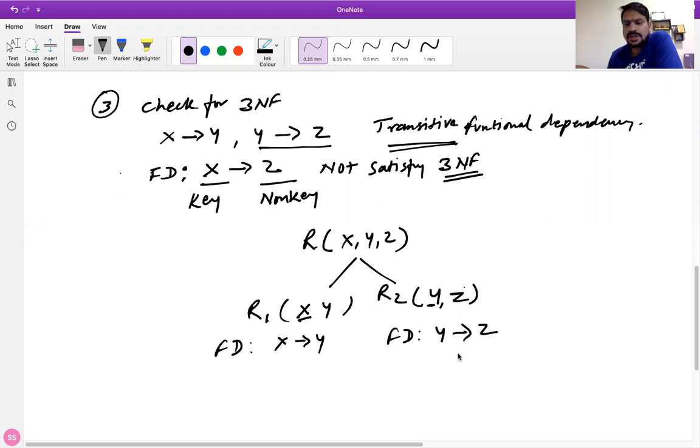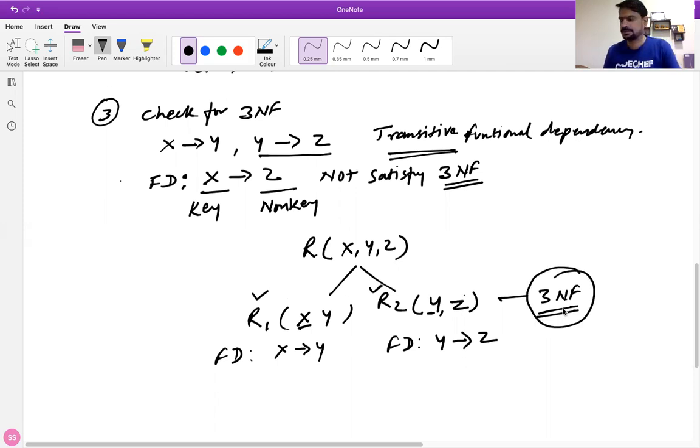If Y is the key and we didn't get any other functional dependency, we cannot find a transitive functional dependency. So now this R1 and R2 both are in third normal form. R is not in third normal form, so we have split the table into R1 and R2. Now R1 and R2 both are in third normal form.